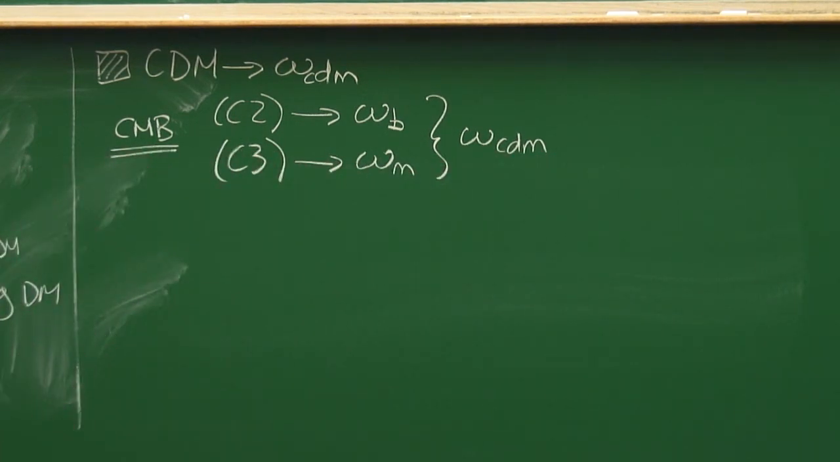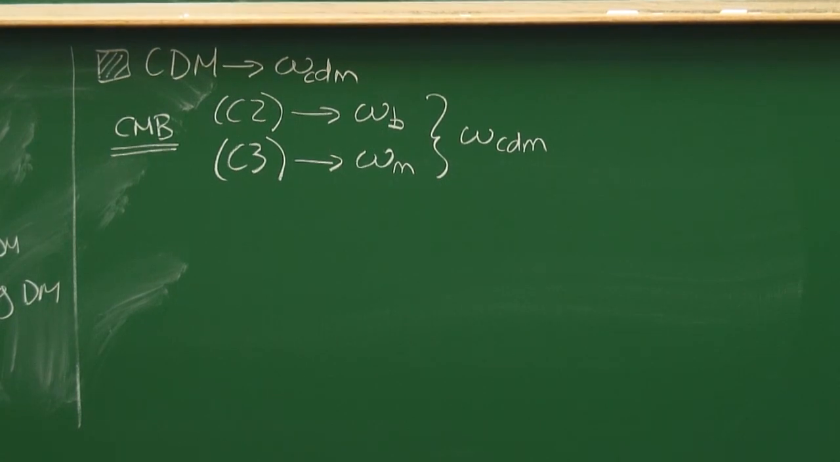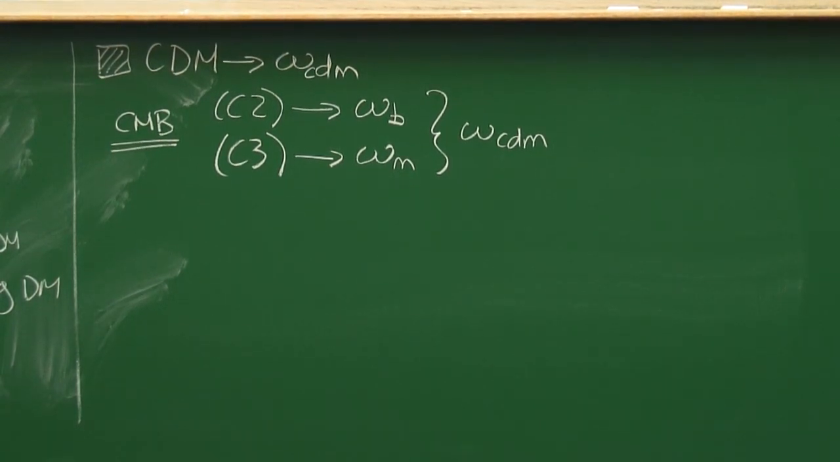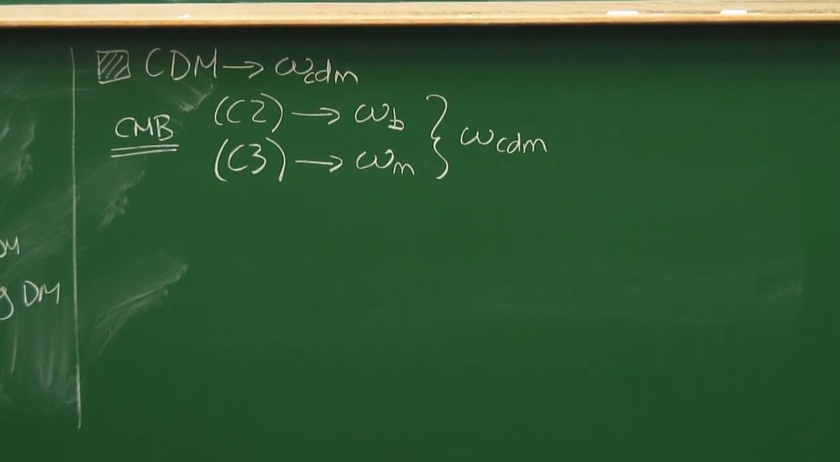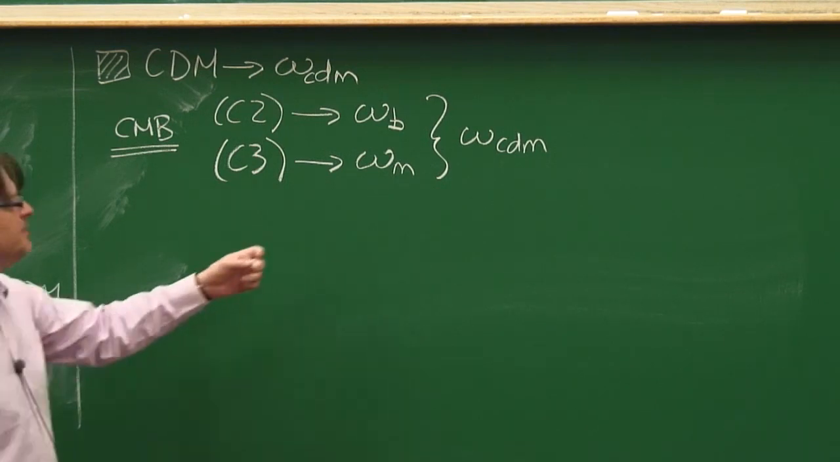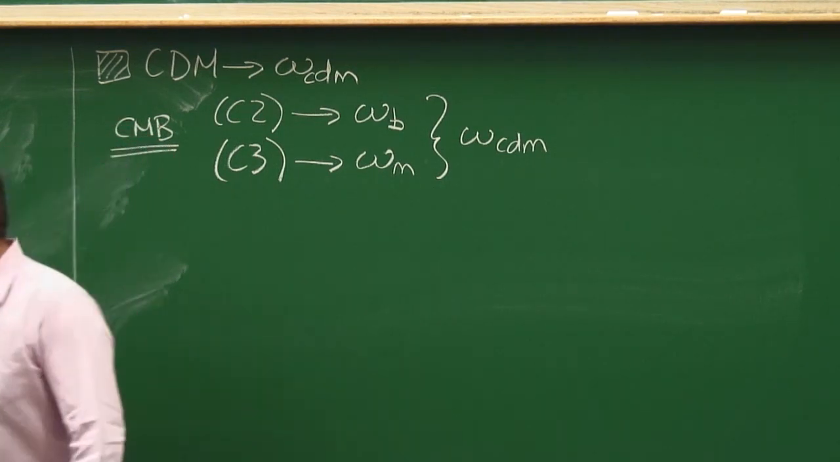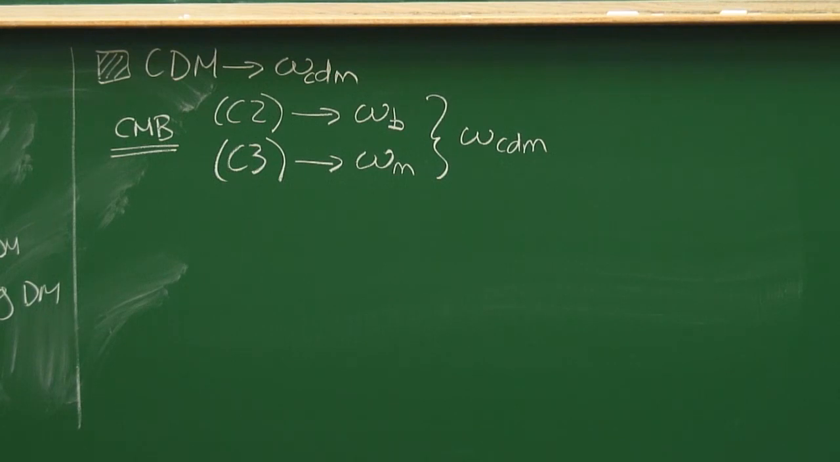So the CMB probes the cold dark matter amplitude indirectly. It's not a direct effect of omega CDM. Omega CDM appears like a missing energy that you need to introduce in order to explain the CMB. And in particular, in order to obtain the right time of equality. You could say, that's good, but couldn't I also isolate in the CMB a direct effect of cold dark matter perturbations? In principle, you could, for the following reason.